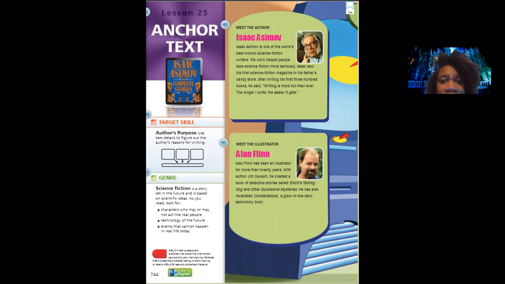So your author is Isaac Asimov, and he's one of the world's best known science fiction writers. His work helps people take science fiction more seriously. Isaac saw his first science fiction magazine in his father's candy store. After writing his first 300 books, he said, "Writing is more fun than ever. The longer I write, the easier it gets." So notice the writer or author is different than the illustrator. This illustrator got the text, and based on what he read is what he drew. So just think about that when you're reading. And our illustrator is Alan Flynn.